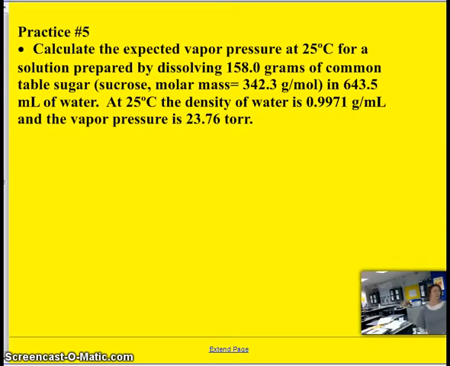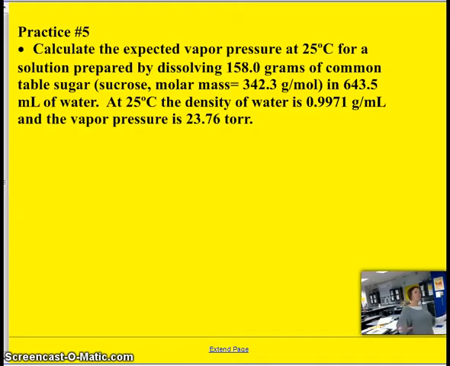All right, so calculate the expected vapor pressure at 25 degrees for a solution prepared by dissolving 158 grams of common table sugar in 643.5 mils of water. At 25 degrees, the density of water is 0.9971 grams per mil. Tony, this is what I was referring to. If they give you a density of water at a different temperature, go with that. Don't go with 1, okay? And the vapor pressure is 23.726 torr.